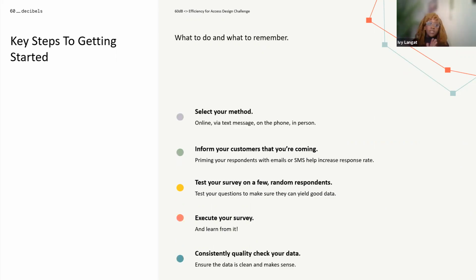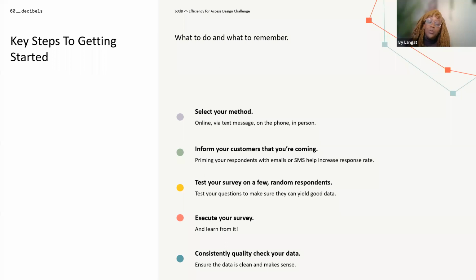Yeah, and now the very key steps to getting started on collecting data. Most important one, select your method. And this depends on the kind of relationship you have with your end users. So if all of them sign up using emails, you can do an online survey. If you have their phone numbers, you can deploy phone interviews. If it's easier to reach them in person, then you'd have to do in-person interviews.